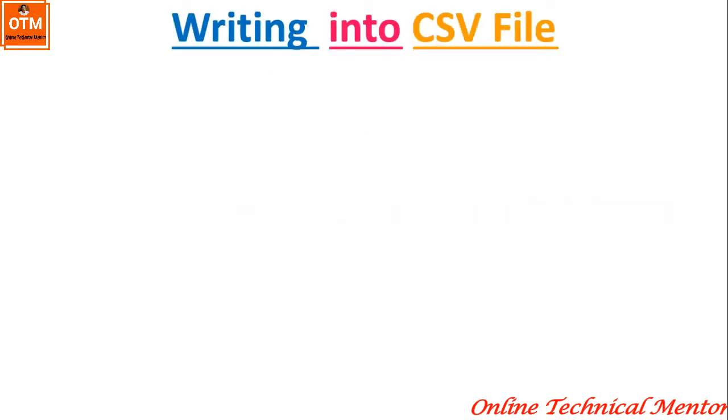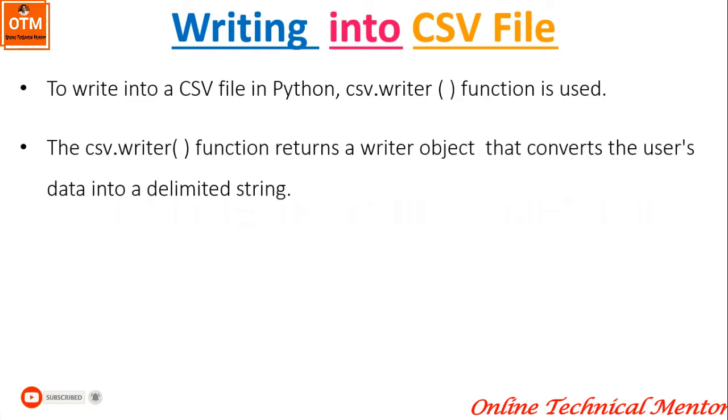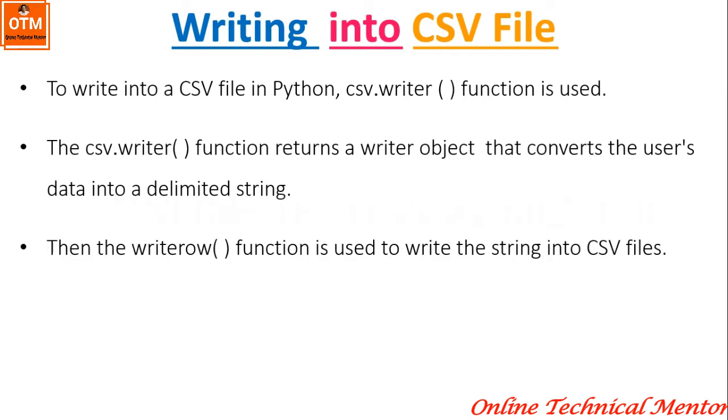Now look at how to write data into a CSV file. First of all, to write into a CSV file in Python, the csv.writer function is used. The csv.writer function returns a writer object that converts the user data into a delimited string. This string can later be used to write into the CSV file. Then the writerow function is used to write the string into the CSV file. Let's write a code to write data into the CSV file.